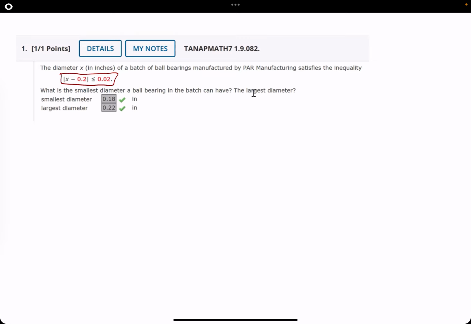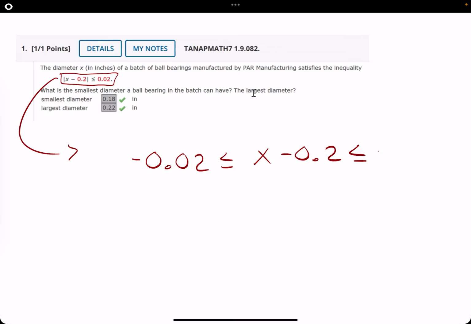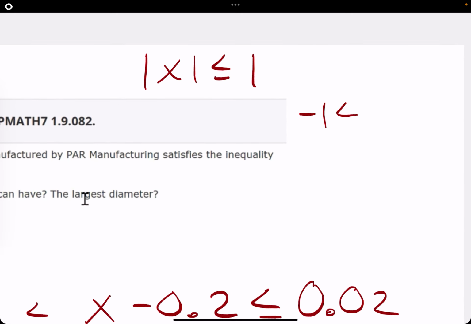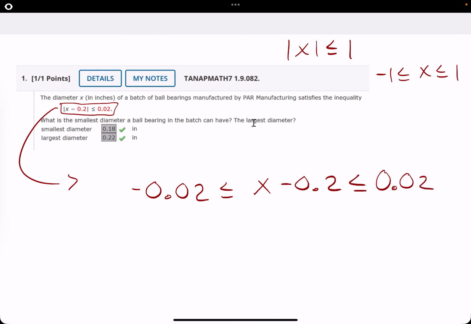What's the largest? So from this inequality here, absolute value being less than or equal to something means if we drop the absolute value bars, the stuff inside the absolute value bars, x minus 0.2, will be in between or bounded by negative 0.02 and positive 0.02. That's just what happens. Like if you have absolute value of x less than or equal to 1, that means that x has a lower bound of -1 and an upper bound of 1. So we apply that here and we have this.